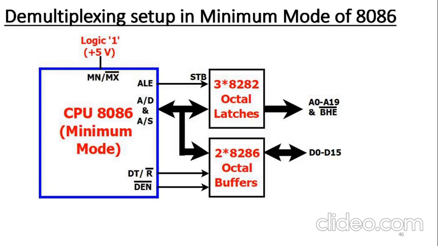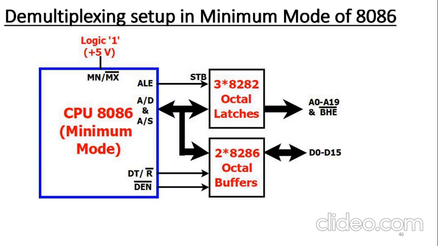Now a typical setup of demultiplexing. Demultiplexing setup in minimum mode of the 8086 processor here. Now this elaborates that particular setup. Here, to the left side is the CPU 8086 in minimum mode. As minimum mode is to be set here, the MN/MX bar pin is connected to logic 1. You can observe it.